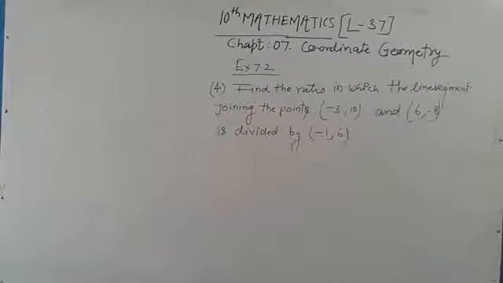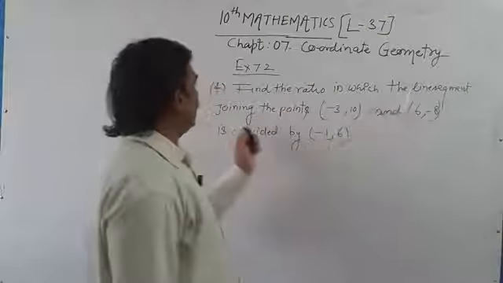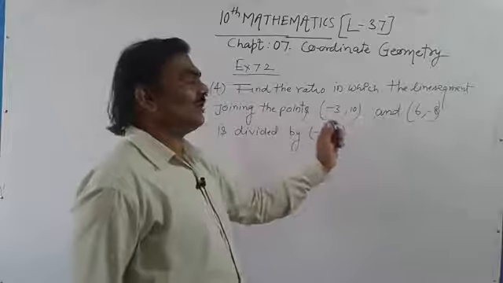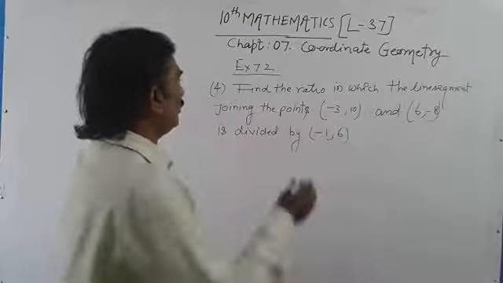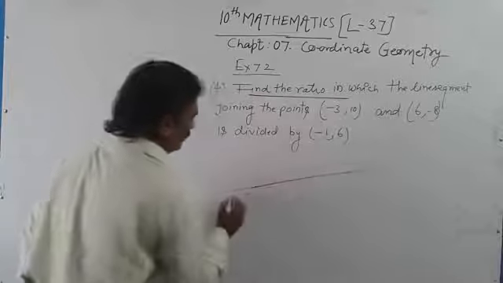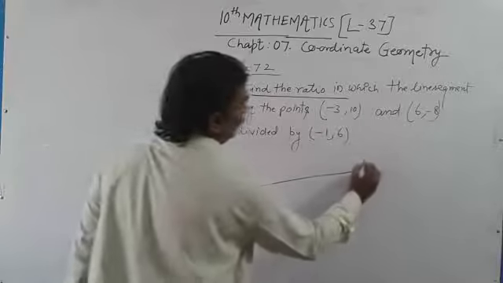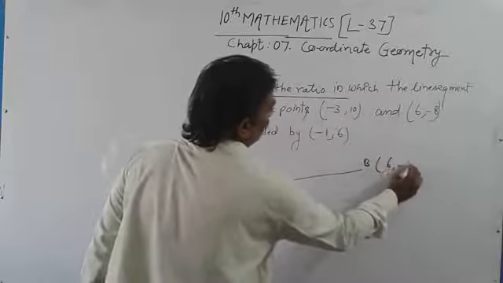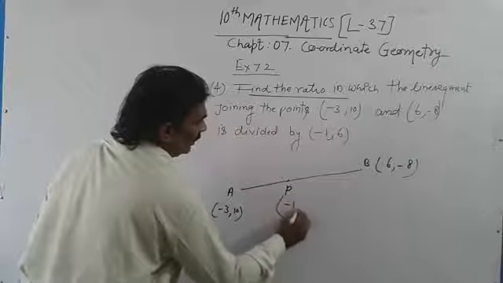So students, here we have another question. In this question, find the ratio in which the line segment joining the points (-3, 10) and (6, -8) is divided by the point. So we have to find the ratio. Suppose we have 2 points, A (-3, 10) and B (6, -8), and we have another point P whose coordinates are (-1, 6).